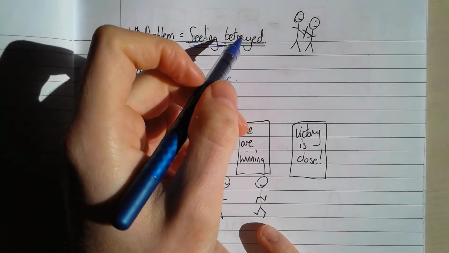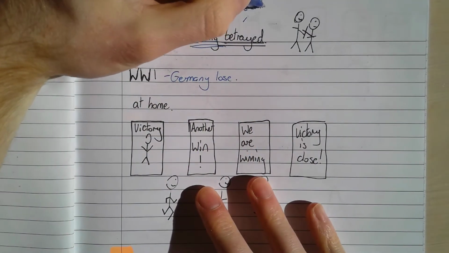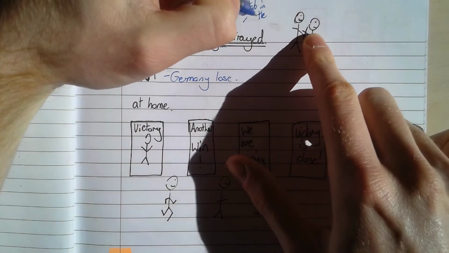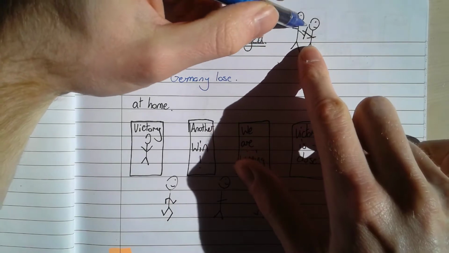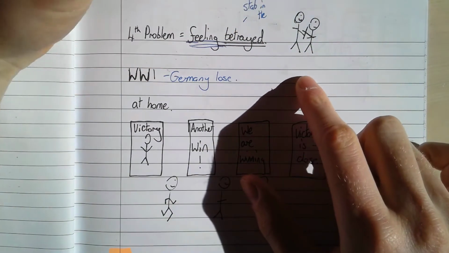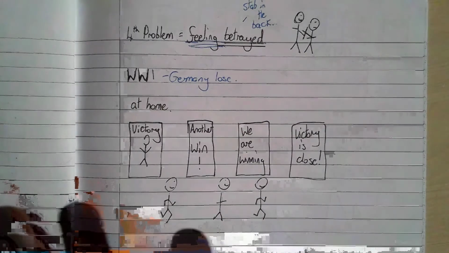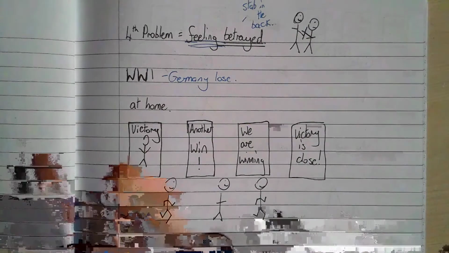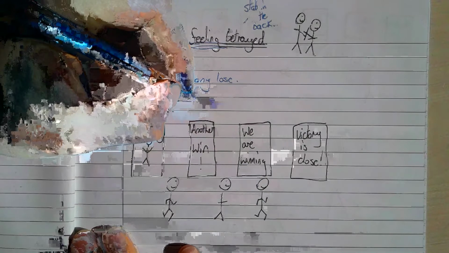So feeling betrayed, I like to think of being betrayed as being stabbed in the back. So this is what this picture here is drawing. This person's really gutted because he's just been stabbed in the back by what looks like the world's longest or worst dagger. This person's rather happy because they are quite clearly a nutter. Alright, so Germany lose.